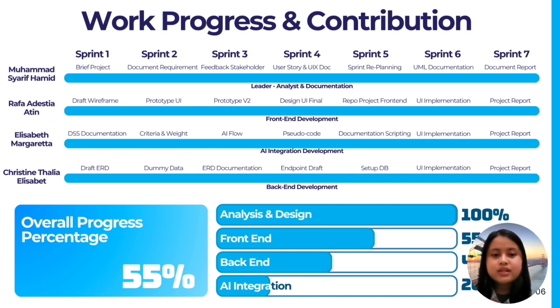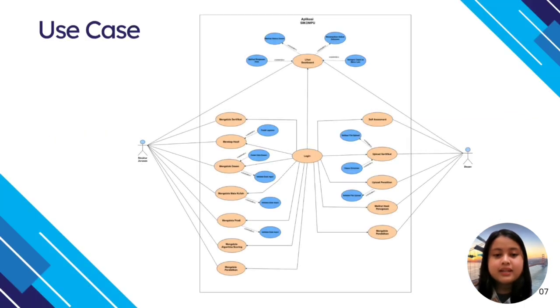Our roles are divided clearly. Syarif as the leader, Rafa for front-end, Elisabeth for AI integration, and Christine for back-end. Right now, our overall progress is 55%. Design is complete while development is still in progress. Next, let's move to the use case diagram.